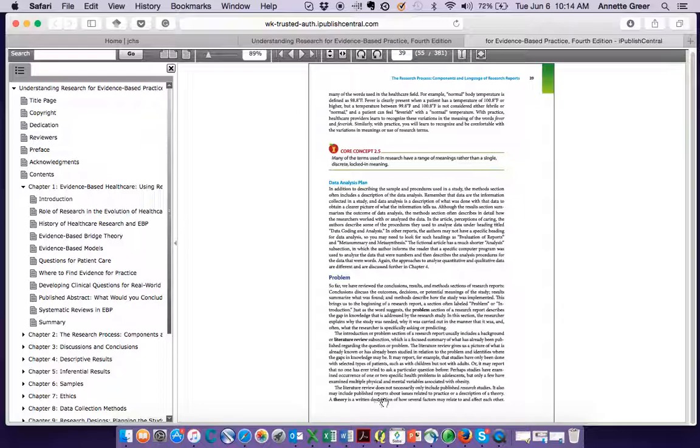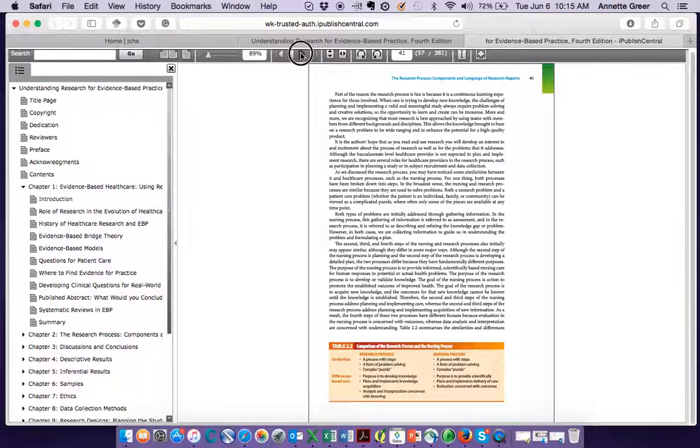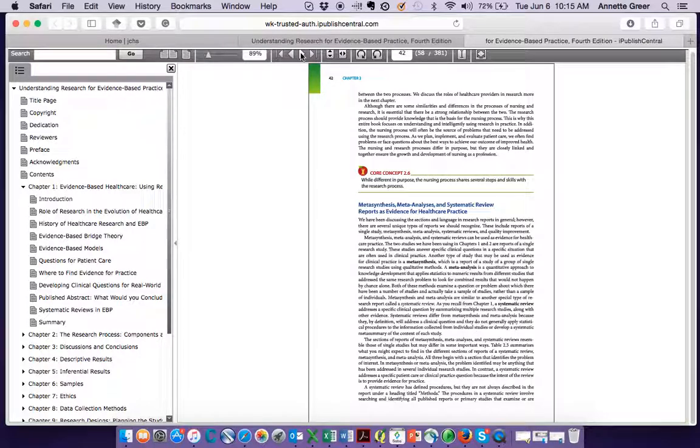A theory is a written description of several factors that may relate to each other. Know the terms. Okay? If you go through and study like that, I'm certain that you're going to get this. What is a metasynthesis? What is a meta-analysis? Again, this is about the fourth time we've looked at what is a systematic review.